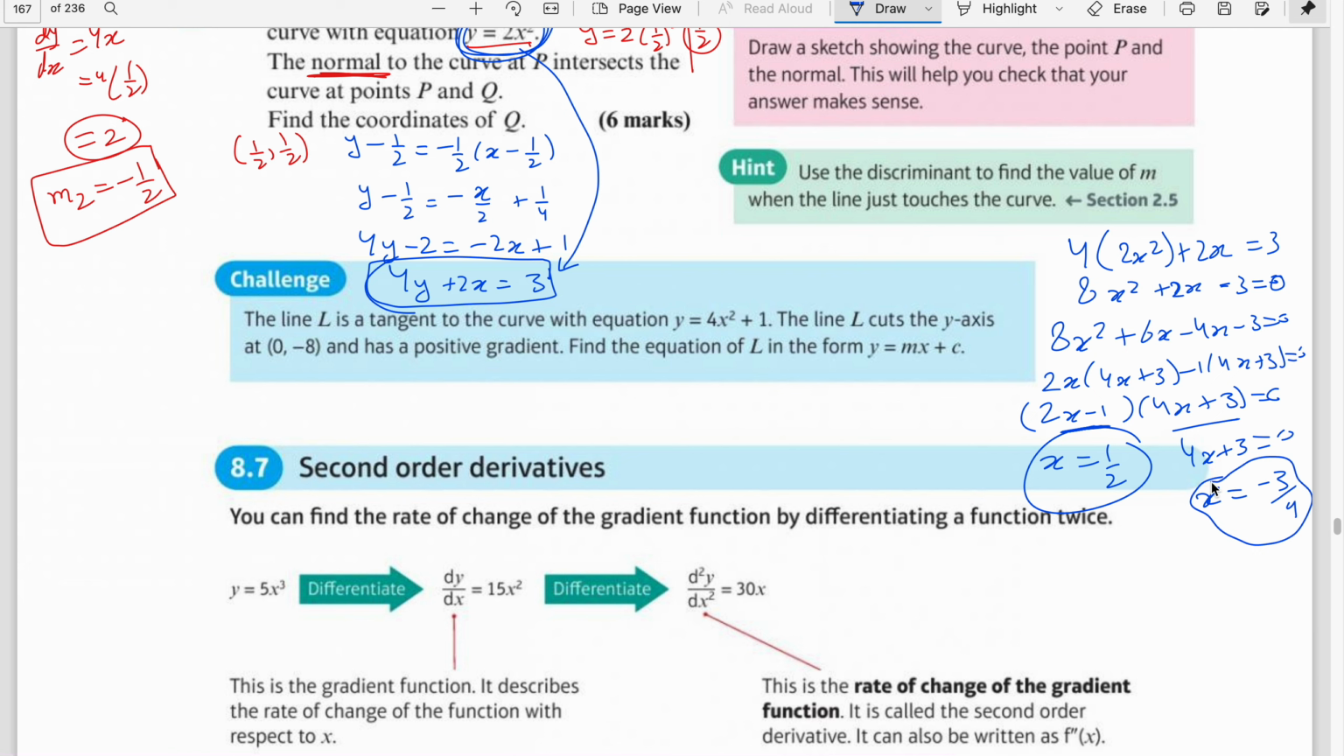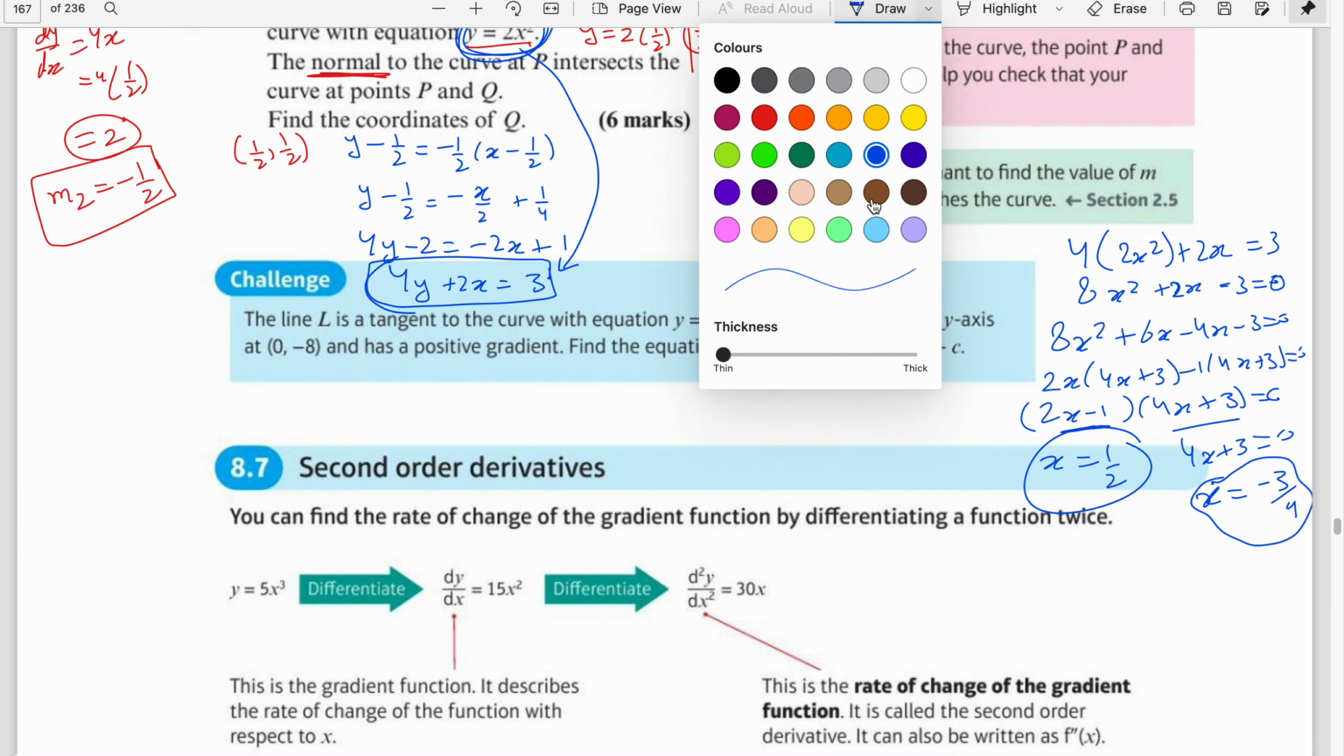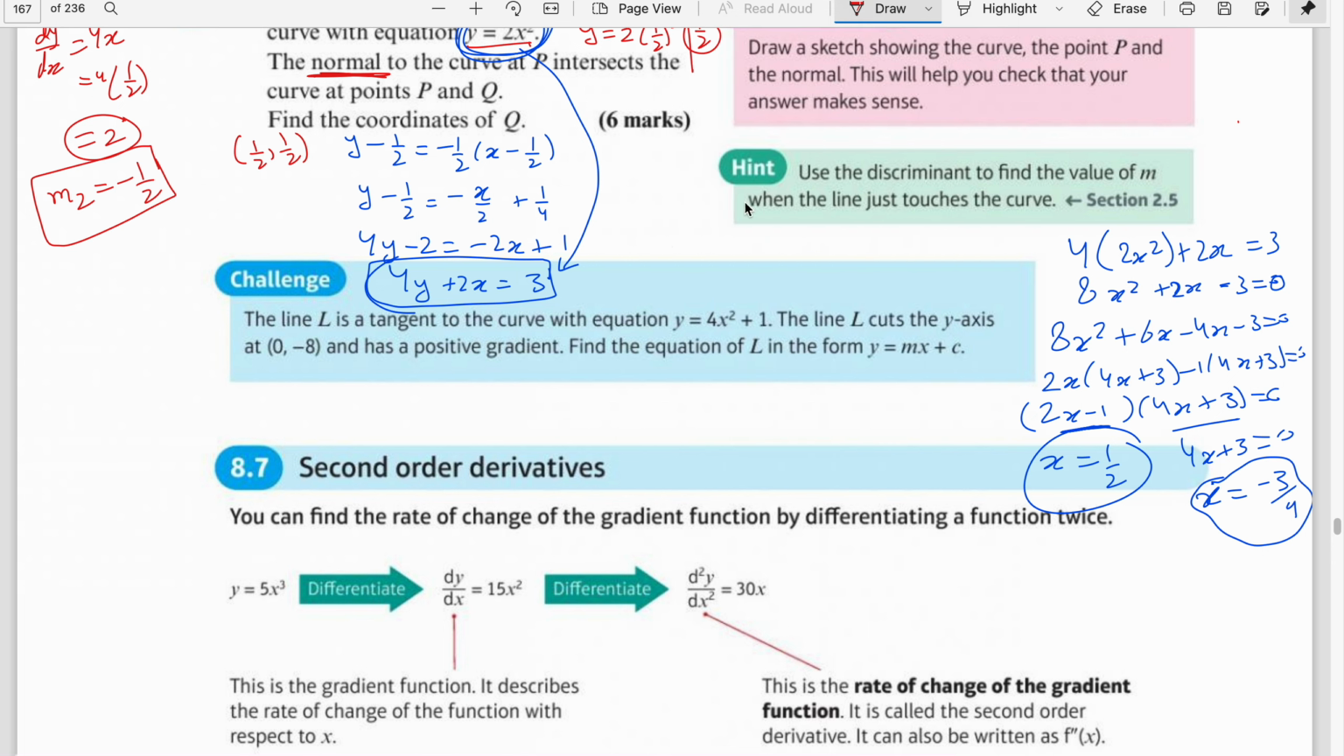Now we have the value of x. Plug it into any equation and we get the value of y. So 4y plus 2 into negative 3 by 4 equals 3. So 2 into 3 divided by 4, that is 3 by 2, goes on the other side, gets added with 3 is 9 by 2, divided by 4 again is 9 by 8. So coordinates of Q are x equals minus 3 by 4, y equals 9 by 8. Any confusion?